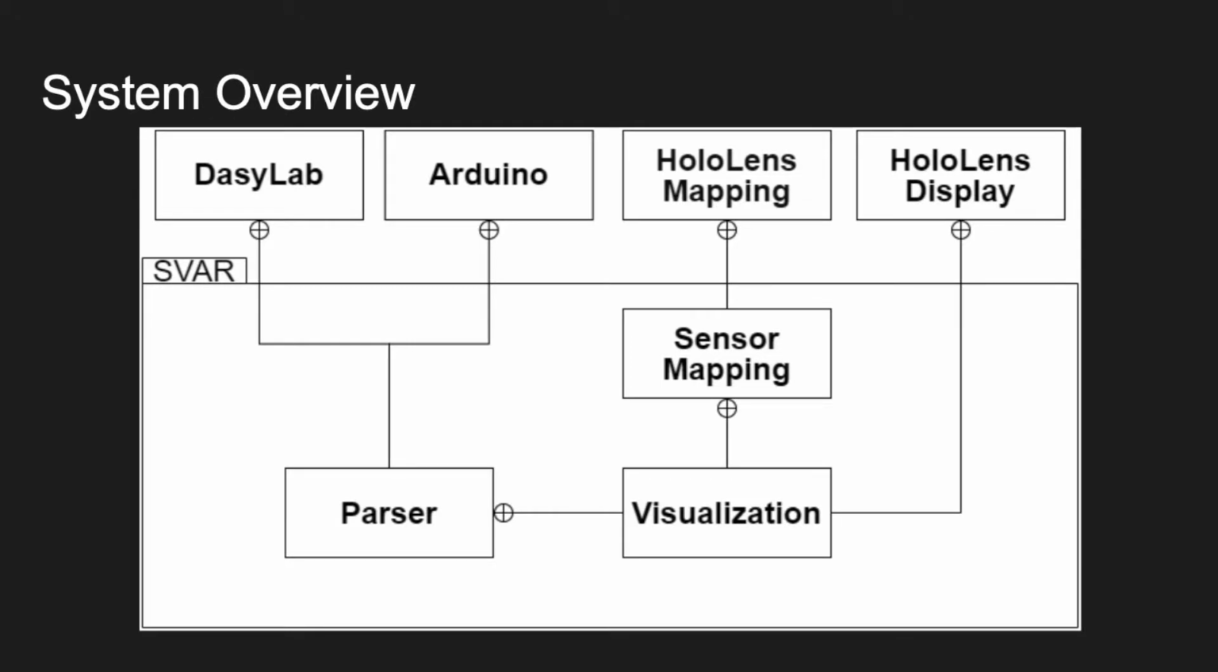As far as implementation, there are four main parts. The first part is the data collection, which is handled by Daisy Labs, or in the case of Expo, a mock data source. The second is a parser, which handles the parsing and interpreting of data. The third part of the system is a visualization system, which renders the parsed data in a meaningful way. Finally, we have the HoloLens, which is in charge of displaying the data with AR.